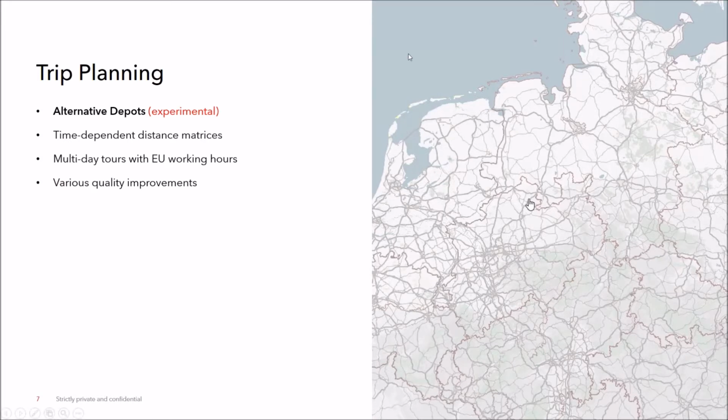Yes, we have some news in trip planning. First point, we now support alternative depots in a way we didn't before. This is also an experimental part of the API. Just to recap, what is experimental? That's functionality we want to provide you. You can play with it and see what the function is doing, but it may be subject to change and improvements, and after that we usually fix the API and then it gets stable and ready for productive use.